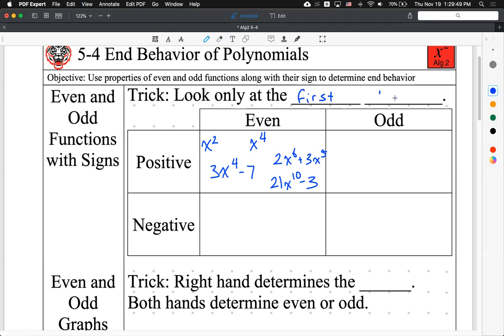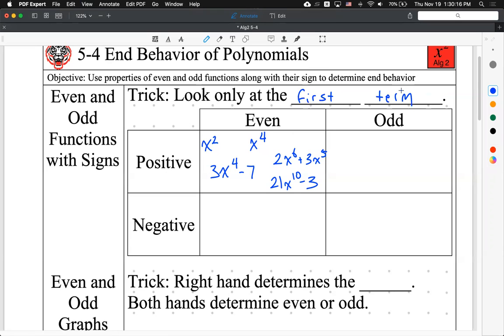You can write it above it if you want. The first term will tell you everything you know about the function. So the first term here is x squared. The first term here is 2x to the power of 6. The first term is 21x to the power of 10. This first term has an even power, an even multiplicity. Again, multiplicity just means what is the power of that term, right? All of these powers are even. That means that it's even.